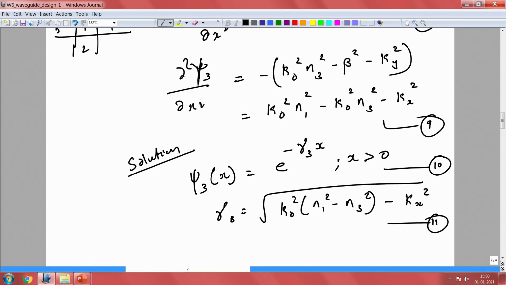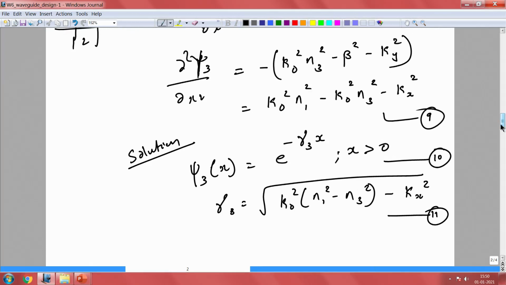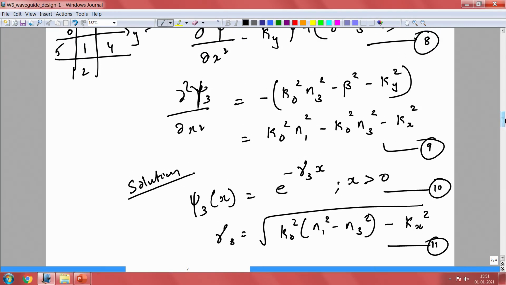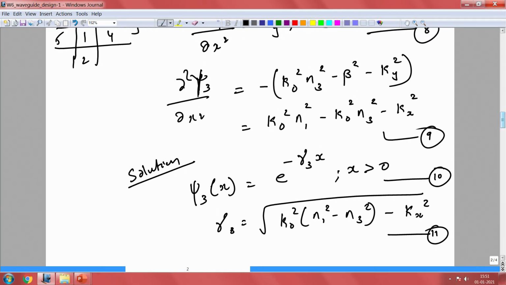So, this is again something familiar for us, right. We have seen this decaying. So, how this would decay is because you have an imaginary solution. So, that means it is decaying here. So, this is the decay constant gamma that we have seen here. So, now we have seen how this field along x is going to look like.